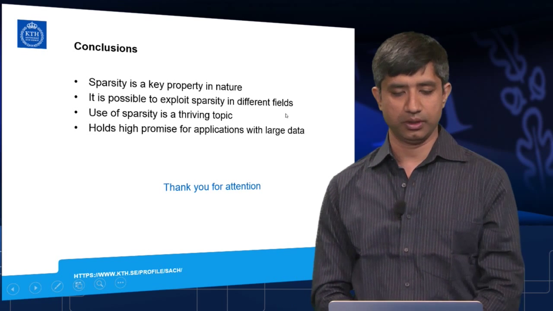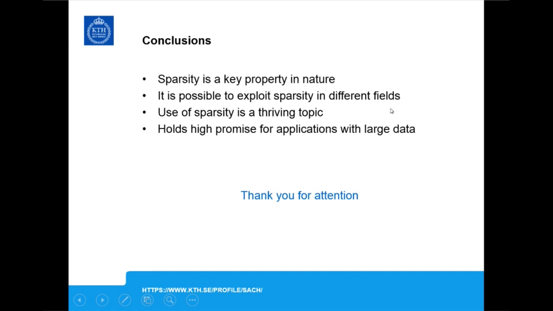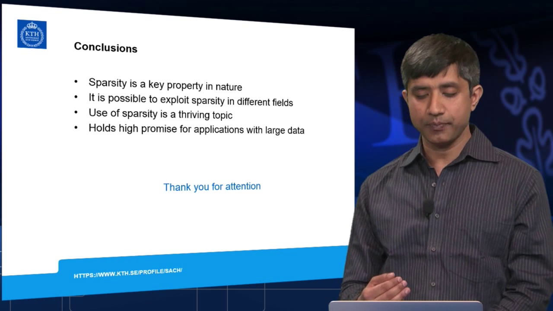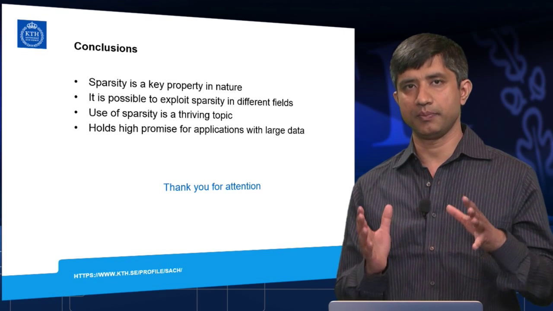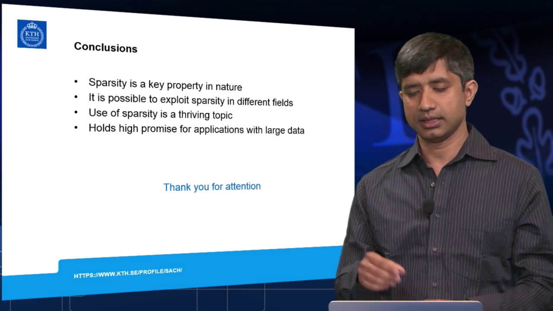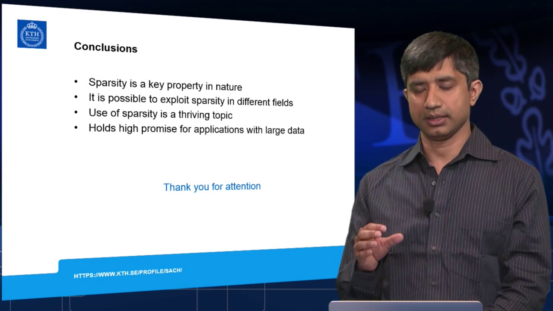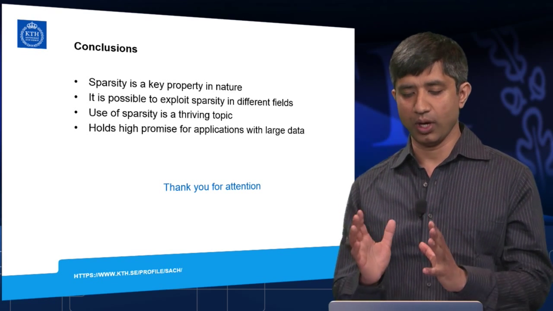So, what is the conclusion? The conclusion is that sparsity is a key property in nature. It is possible to exploit sparsity in different fields, and that we have shown so far. We basically talked about signals and systems and also the bioinformatics field. The use of sparsity is a thriving topic, it is just growing, and it holds high promise for applications with large data. That means very large data can be projected into a small dimension, and still some of the inference tasks can be executed in this small dimension.